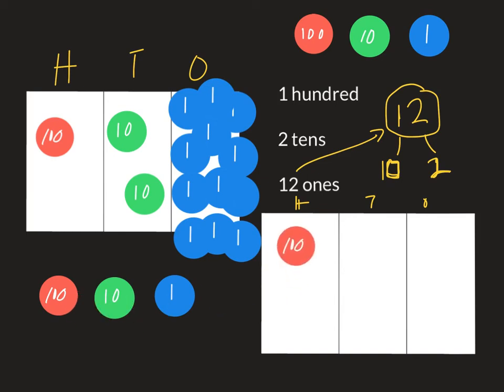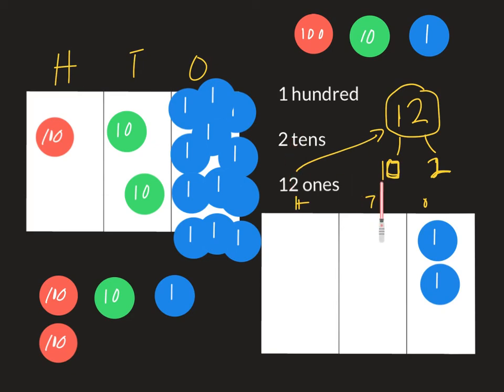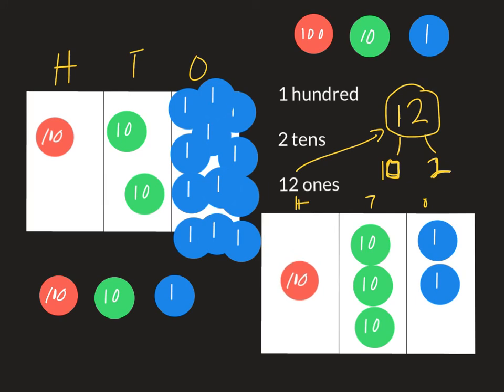We're going to do 100. Well, let me back it up. We're going to start from the ones place. We're going to do 2 ones. And we're not doing 2 tens. We have an extra ten now, so we need to do 3 tens. And now we can do our 100.